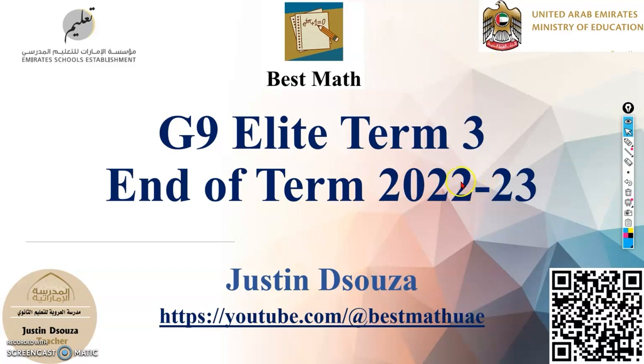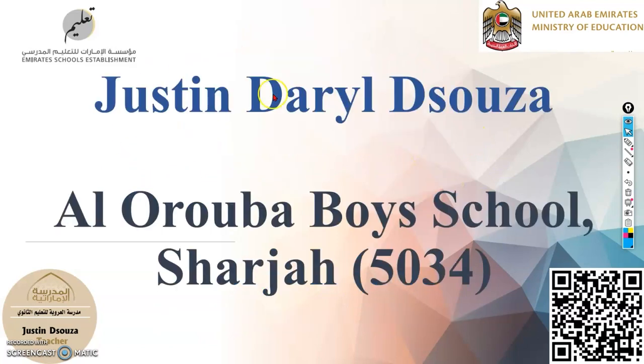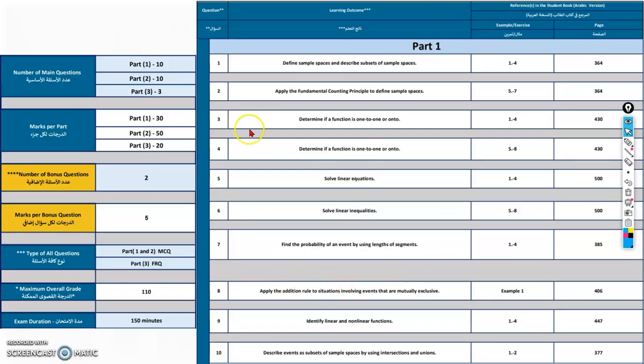This is the set of videos for the end of term 3 exam for grade 9 elite. Now, we will first go through the exam scheme. We will just briefly talk about this. The part 1, part 2, and part 3 are there for your exam. The part 1 and part 2 are in MCQ format, that is in Swift Assist, where you'll do it on the computer and you will have 4 options.